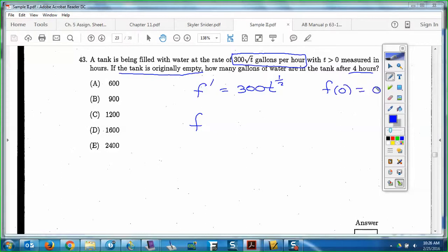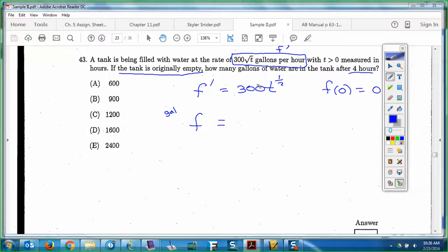Because if f prime is going to be gallons per hour, then f is going to be gallons. So the amount of gallons at time 0 was 0. So it's like an initial condition. So really this is like an IVP, we call it, initial value problem. It's a differential equation, right? It's an equation with a derivative in it, and then an initial condition, right? I mean, that's what it is. So you see these connections between all these things we've already done.